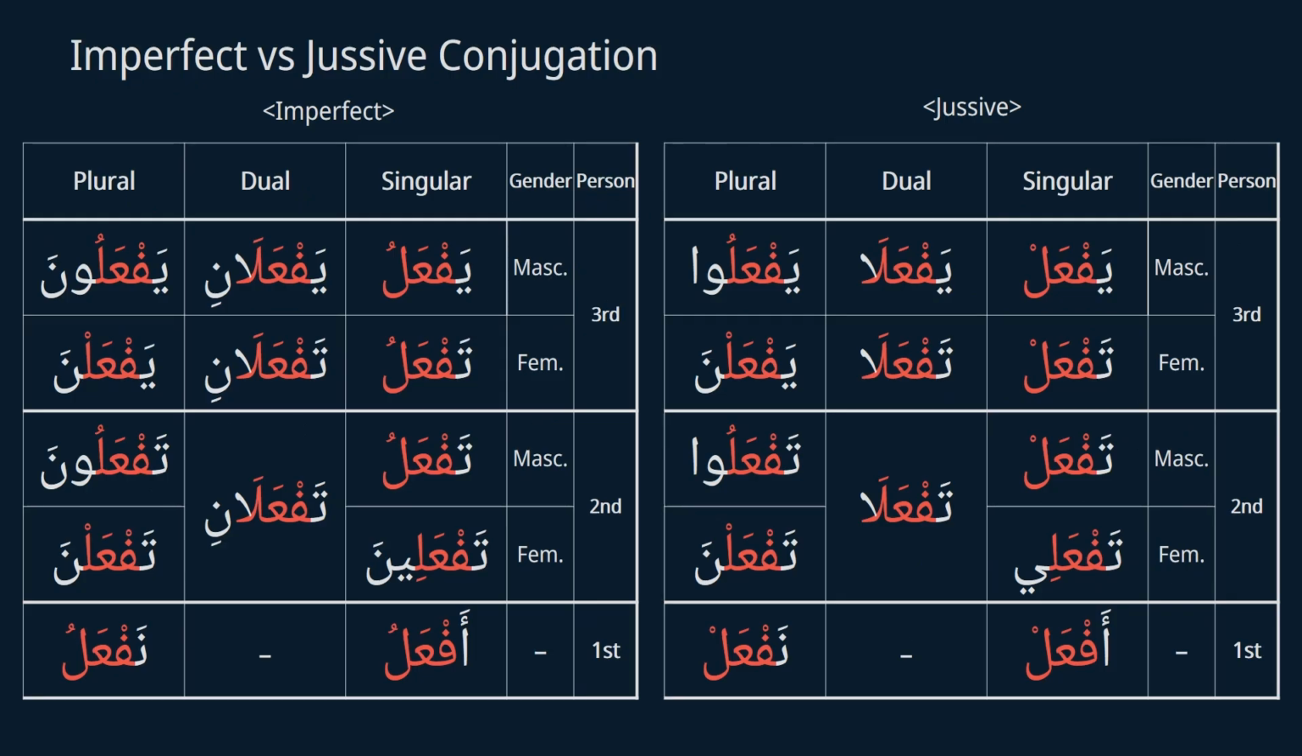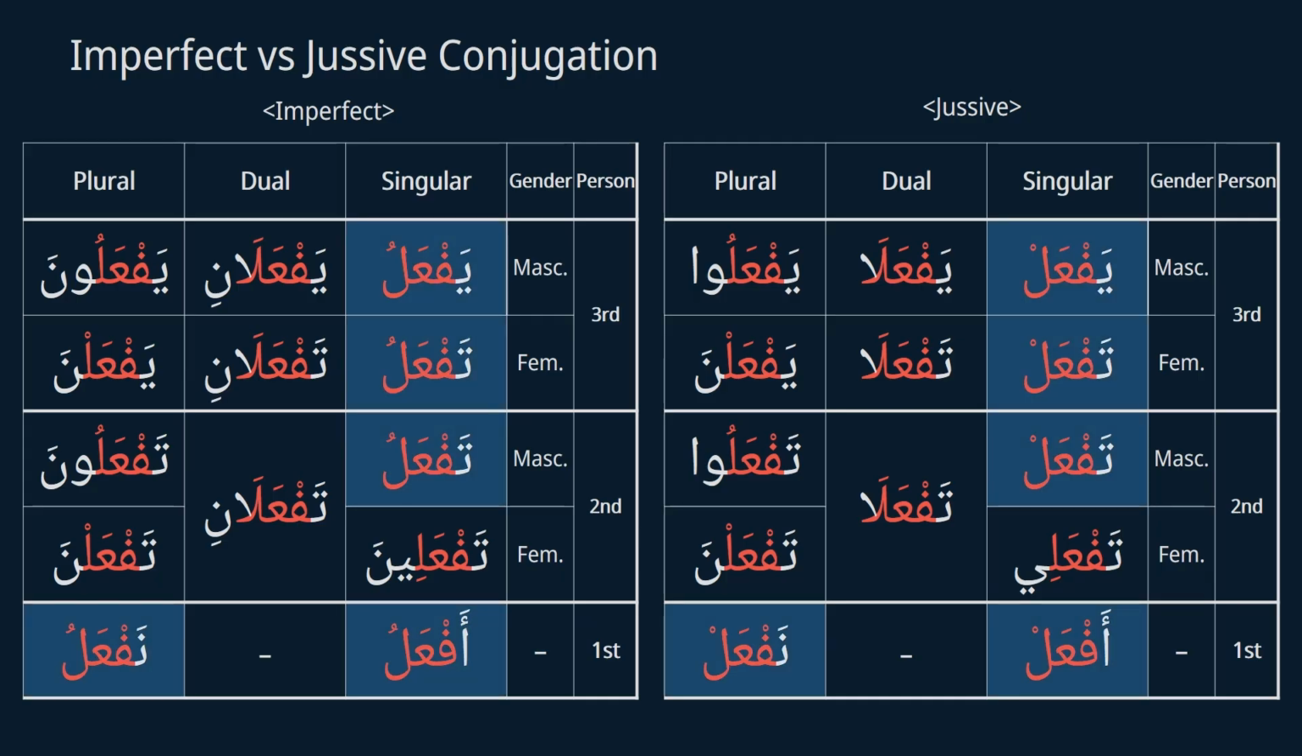Jussive conjugations are also very similar to the imperfect. For these verbs, the last vowel changes from dhamma to sukun, and the rest of the jussive conjugations are the same as the subjunctive. I like to mention, though, that there are some regular verbs that are rather complicated in subjunctive or jussive, but I'll cover them in a separate video. Now, let's talk about when to use jussive. Jussive also has many usages, but in this video, we'll talk about 4 of them.